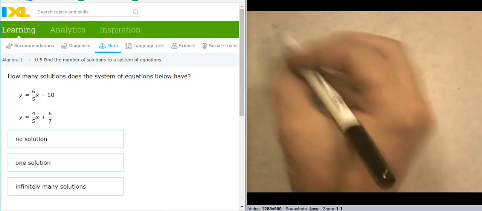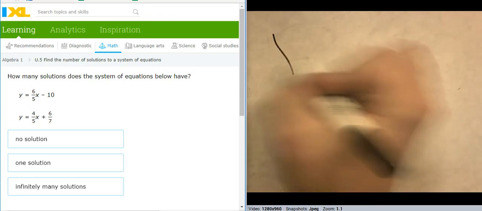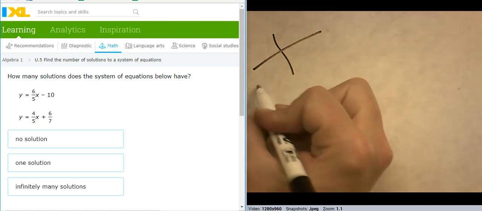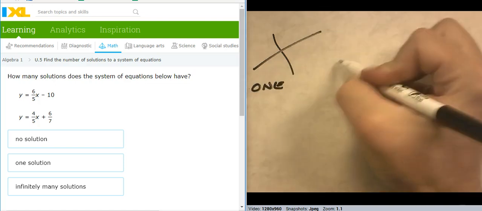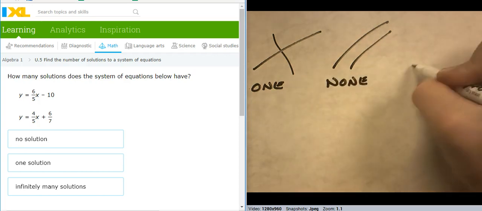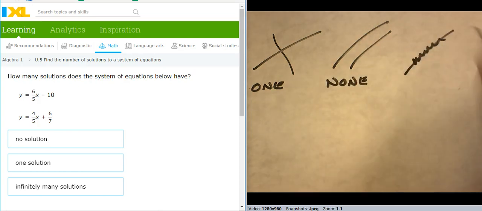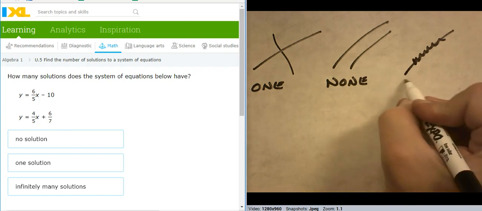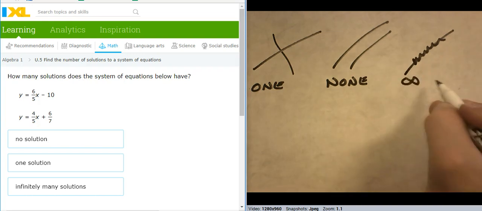This IXL deals with finding the number of solutions to a system of equations. When we're looking at systems, there are three things that could happen. We can have lines that cross, that would be one solution. We can have parallel lines, that would be no solution or none. Or we could have coinciding lines, which are lines right on top of each other, which would be infinite solutions.